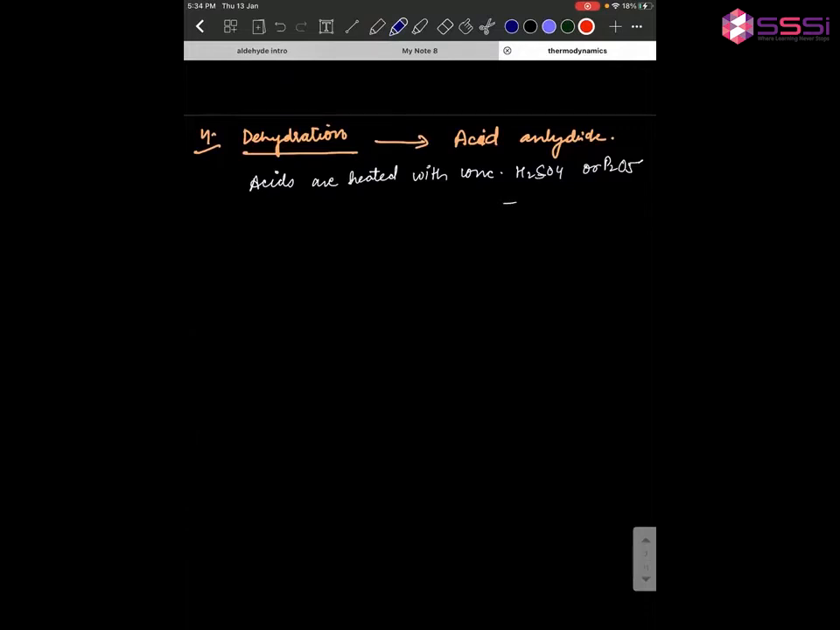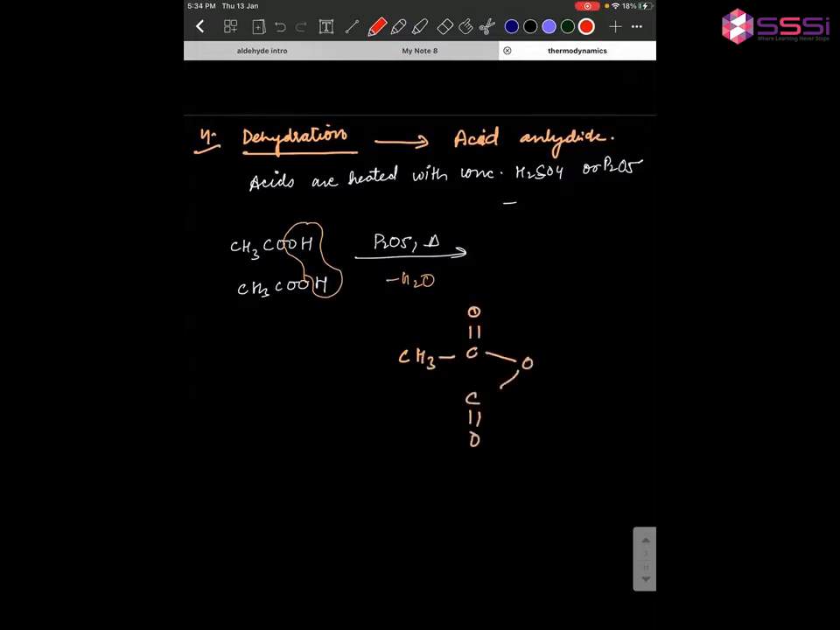Now I'm taking an example. For example, two molecules of acetic acid, in presence of P2O5 and heating. From here, one water molecule will get liberated. If one water molecule leaves the system, what do we get as a product? We get CH3CO-O-COCH3. This is acetic anhydride. And the water molecule leaves the system. So here also cleavage of the OH bond takes place. Clear?